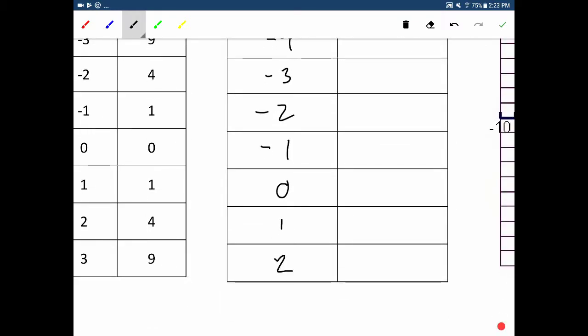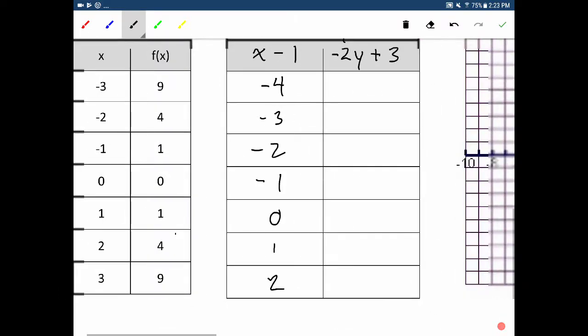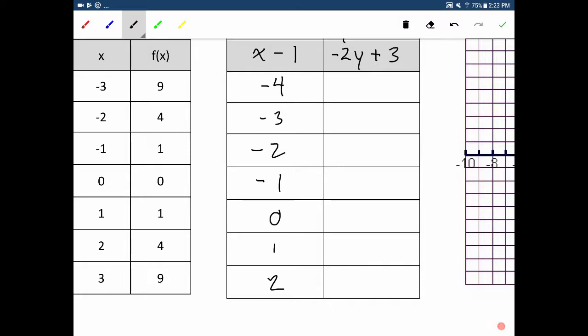So you can see the x values are the same. We've just shifted them a little bit. We've just shifted them by 1. Okay? Where it gets a little bit more tricky is we are now going to do our y values.